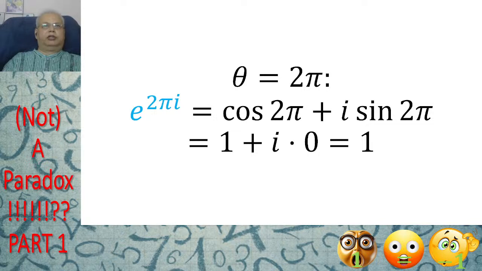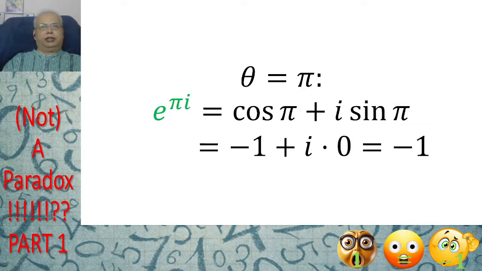Now suppose theta is equal to pi. Then e to the power i theta is e to the power pi i, which will be cos pi plus i sin pi. Sin pi is 0, cos pi is minus 1. So e to the power pi i is minus 1 plus i into 0, which is minus 1. So e to the power pi i is equal to minus 1.